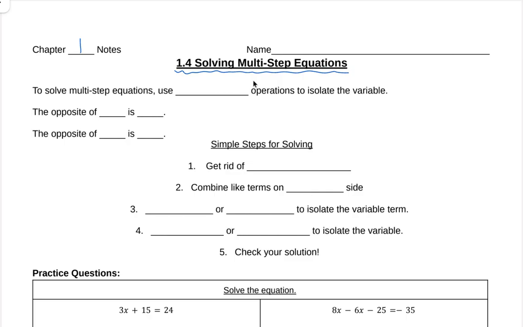All right, so let's dive into 1.4. So here we're still talking about solving, okay? So that means that we've got an equal sign because we're working with equations. And now we're going to move into multi-step equations, okay?